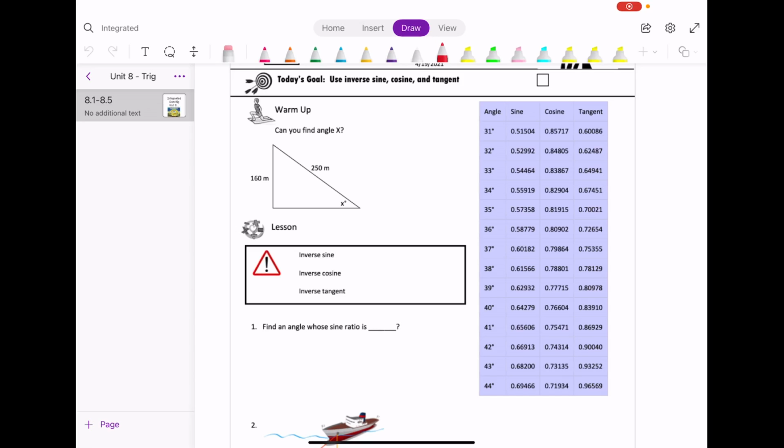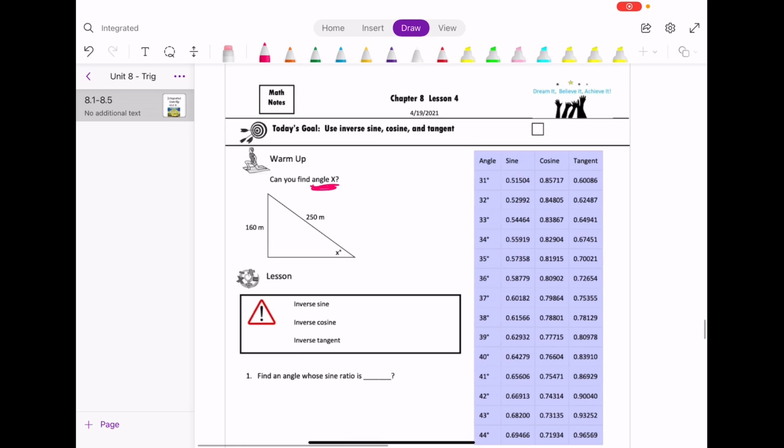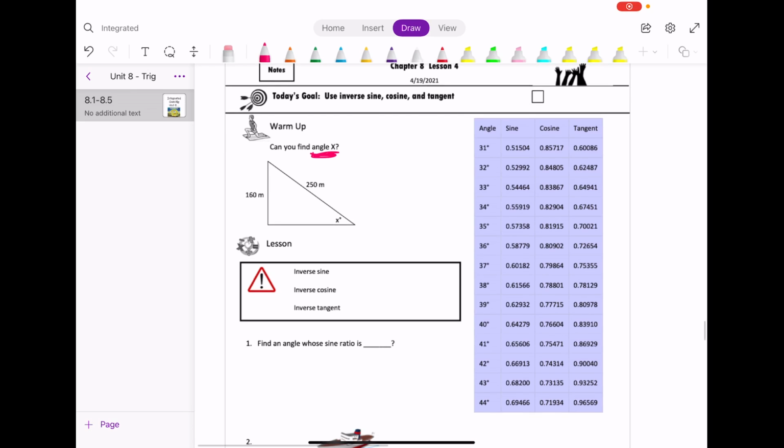Hi guys, so this is chapter 8, lesson 4. We are going to use inverse sine, cosine, and tangent, which means we're going to find the measure of an angle. So like I told you the other day, sine, cosine, and tangent are operations. They're functions, like a square root is an operation or a function. So I can undo that operation.